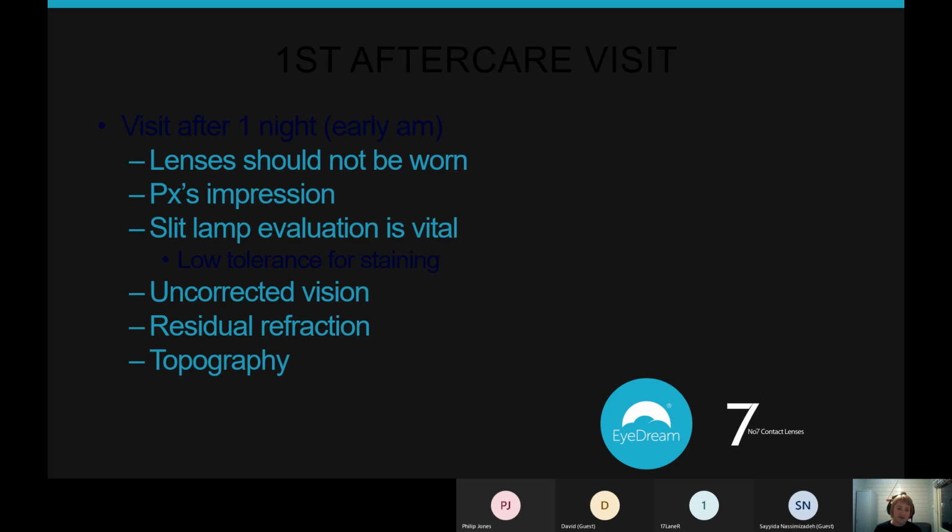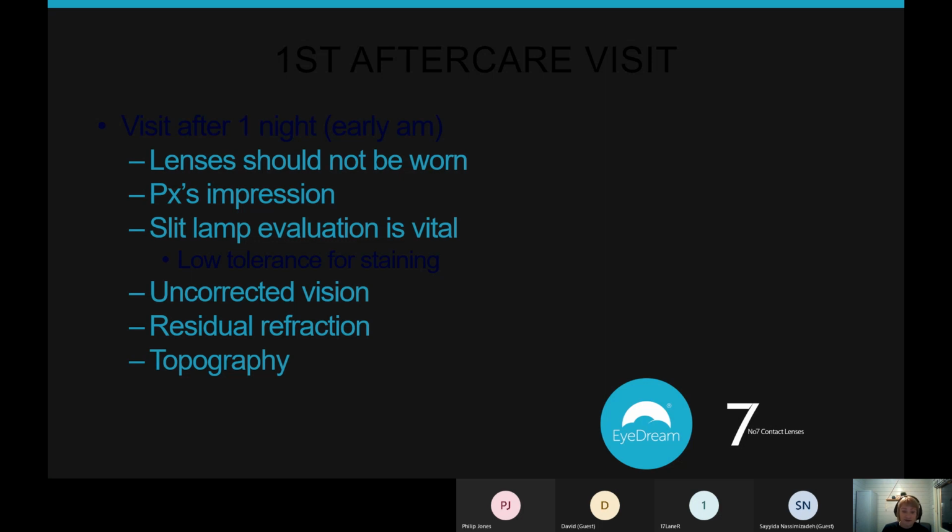So your aftercare visits, your first aftercare visit is after the first night, and you're going to see the patient ideally as close to waking as you can. The lenses shouldn't be warm, but with the exceptions that we talked about earlier. Get an idea of how the patient got on. A lot of it is about reassuring them at this stage. Some of them won't sleep very well because they'll be thinking about it. They might be aware of the lenses even if they're not uncomfortable.